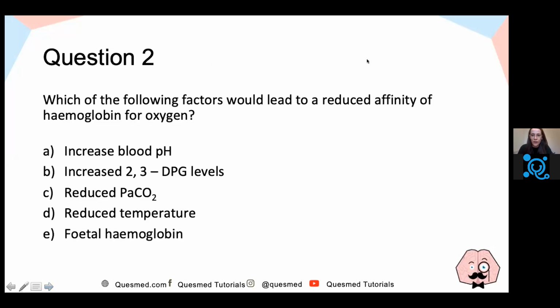Which of the following factors would lead to a reduced affinity of hemoglobin for oxygen? Is that increased blood pH, an increase in 2,3-DPG levels, a reduced PaCO2, reduced temperature, or fetal hemoglobin? So we're looking for a reduced affinity of hemoglobin for oxygen.